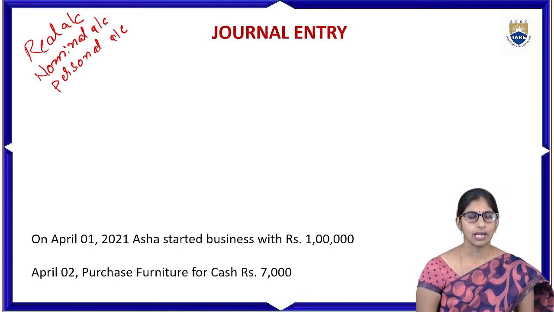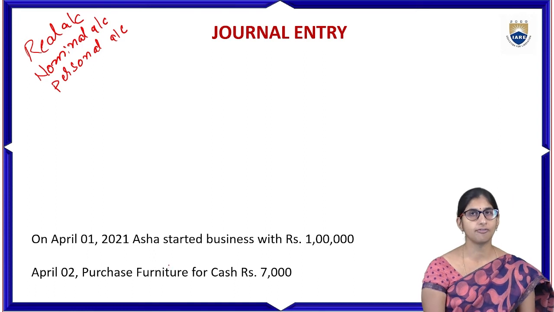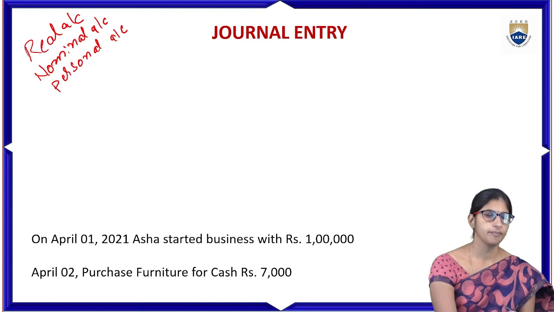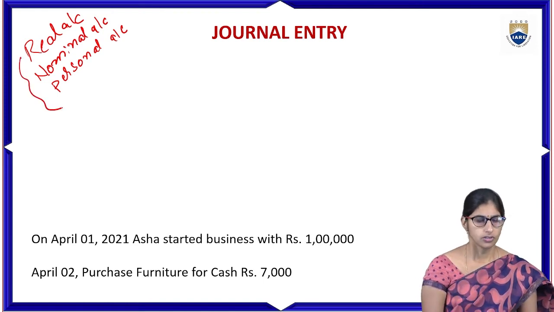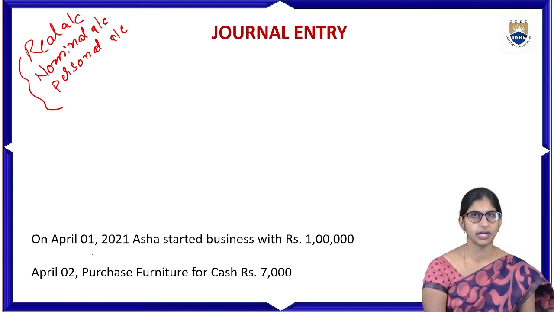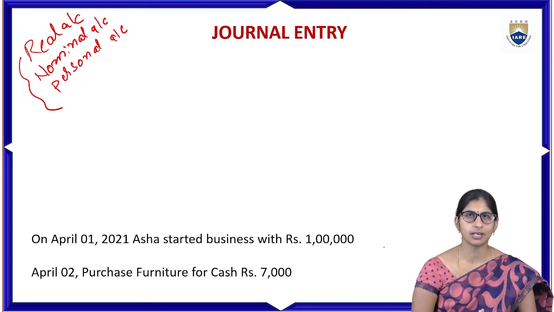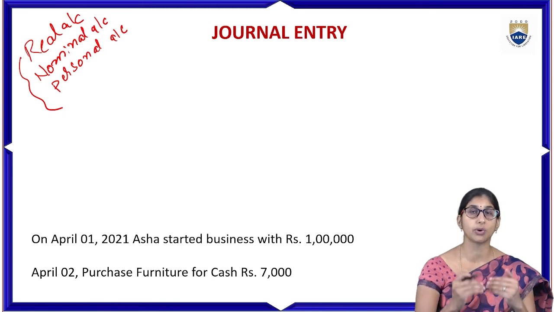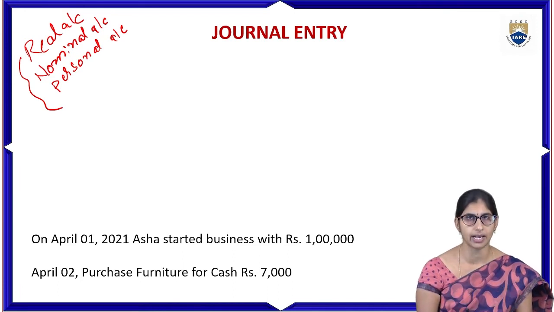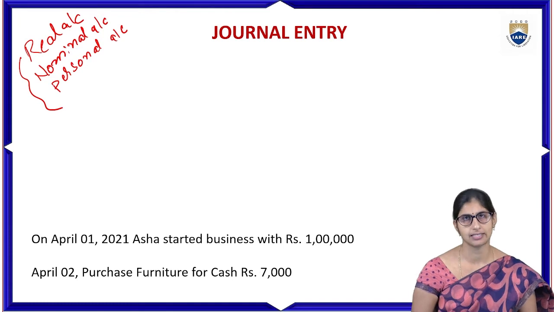So now let us identify each and every transaction with the help of these three rules of accounts. So first of all, on April 1st, 2021, Asha started business with 1 lakh. So this is the transaction which we have. And always we should remember the first rule to enter into the journal: we should feel that this transaction has been incurred by us and this business is ours.